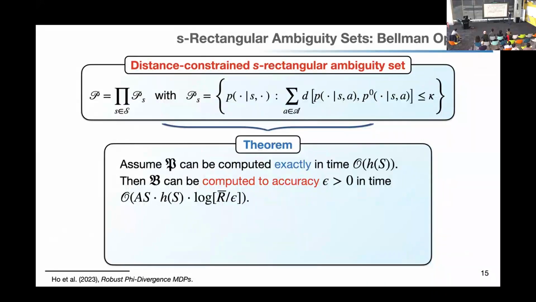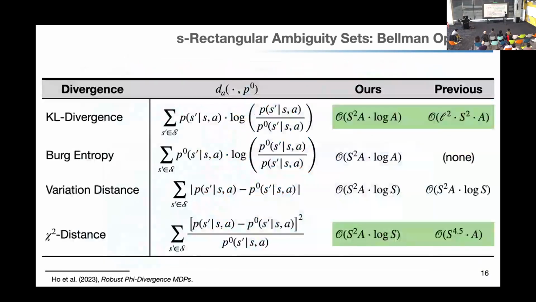This can be made formal. If the projection problem can be solved in time h of s, then the Bellman operator can be solved in time A times S times h of s times A log error, where A is the number of actions and S the number of states. We have implemented such algorithms for a number of different divergences. So we looked at the Kullback-Leibler divergence, the Burg entropy, and the 1 and 2 norm distances. And for each of them, we developed efficient algorithms to solve the projection problem, which gave rise to efficient algorithms for computing the robust Bellman operator.